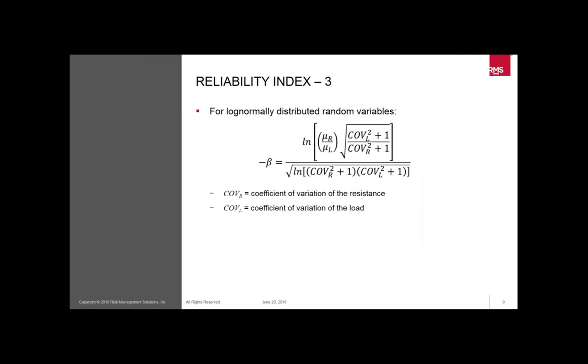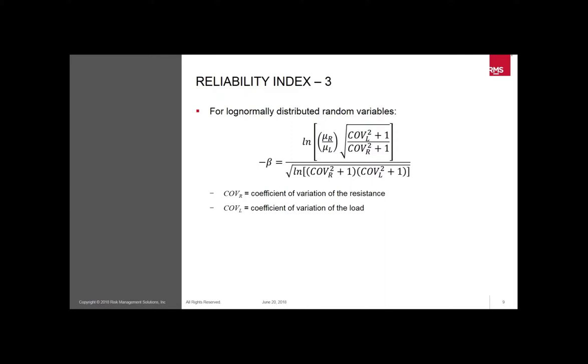Okay, we can also relate those, which are for normally distributed variables, right? The equation I showed before, we can convert that if we consider that the resistances and the loads are log normally distributed. A lot of resistance distributions for various building components can be represented quite well by a log normal distribution, and so that's very commonly used.